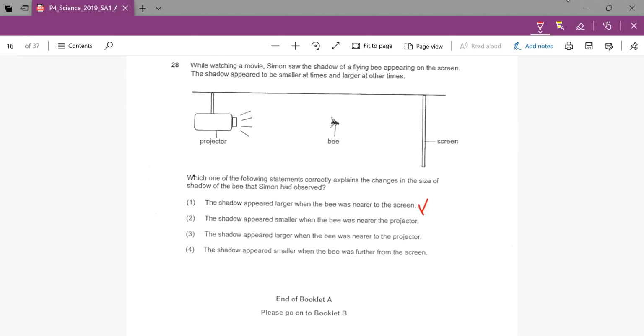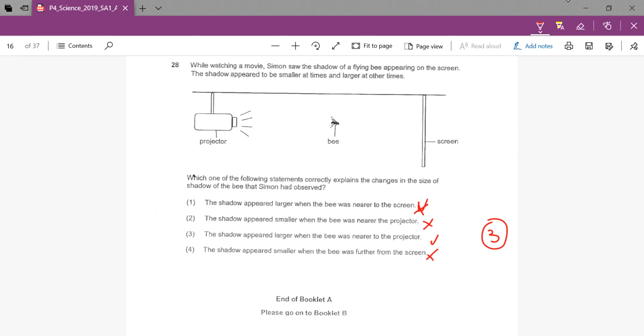The shadow appeared smaller when the bee was near the projector. It's not correct also, because when it's nearer the projector, the shadow should become bigger. It's nearer to the light source, so more light is being blocked. Number 3 is correct. Okay, it is larger when it's nearer to the projector.